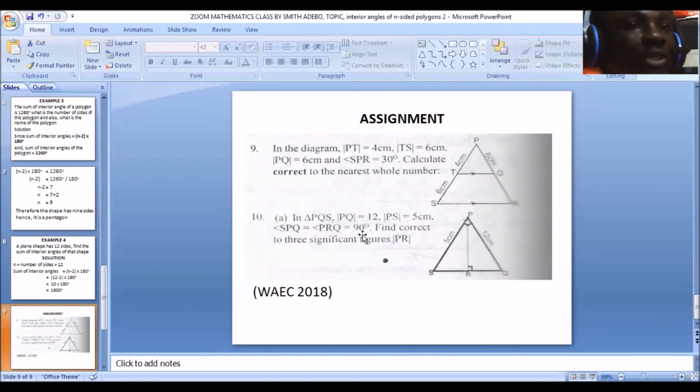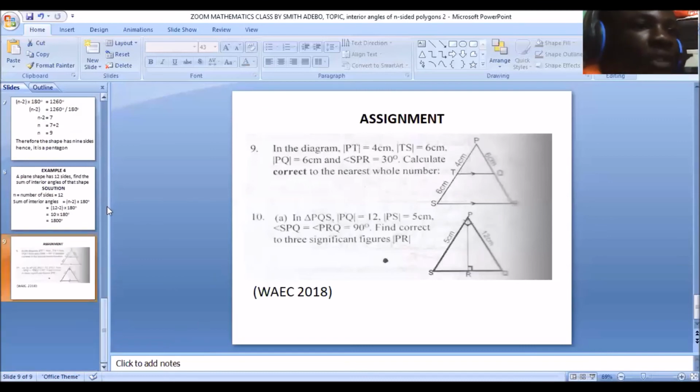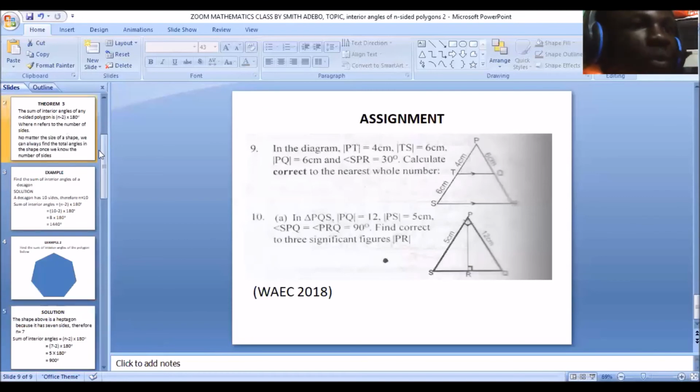Now, this is the second question. In triangle PQS, line PQ equals 12 and PS equals 5 cm. Now SPQ equals SKR equals 90 degrees. Find, correct to 3 significant figures, the line PR. We are finding line PR in this particular question. In the other question, you are finding SR, sorry, SQ. You are finding SQ in the previous one, and in the one that follows, you are finding line PR.